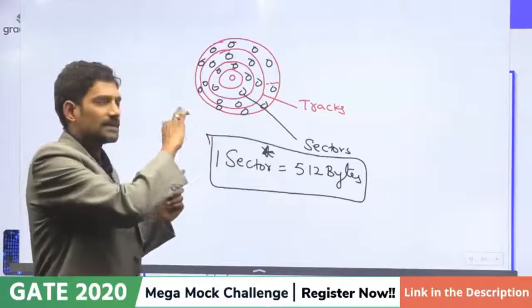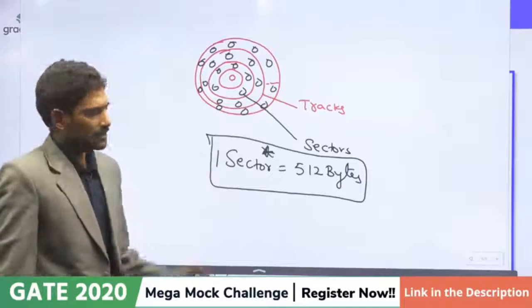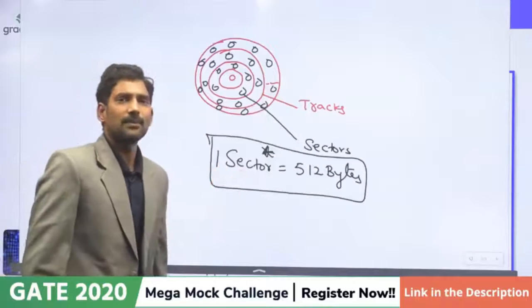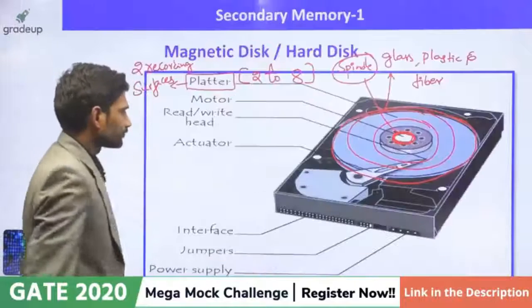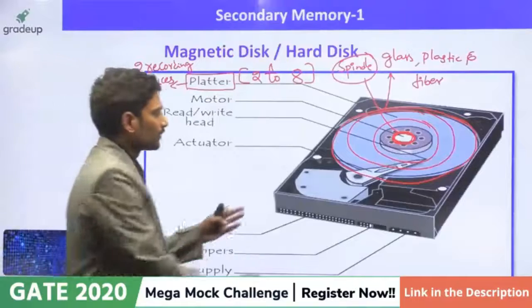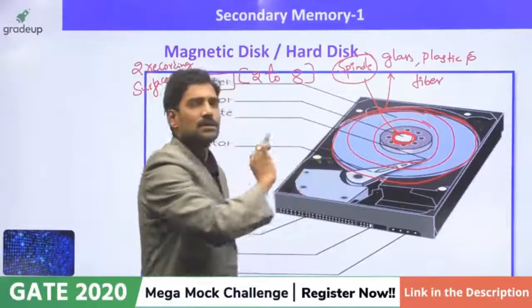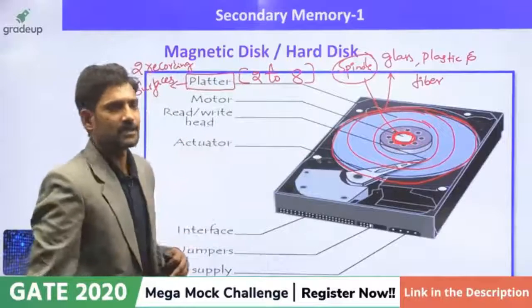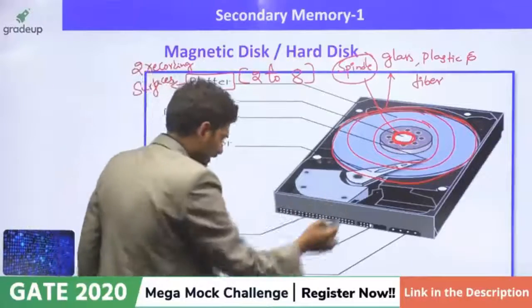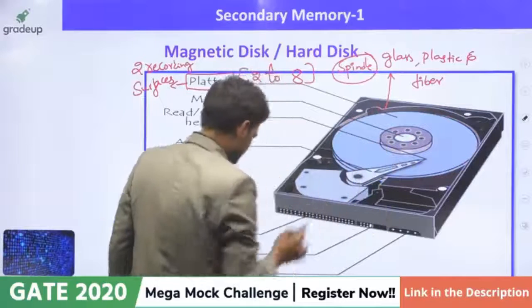So, every surface is divided into tracks. Tracks are divided into sectors, and what is one sector capacity? 512 bytes. Now, how is the data inserted on this surface, or how is the data extracted from the surface? Here you can see the arrangement, guys.